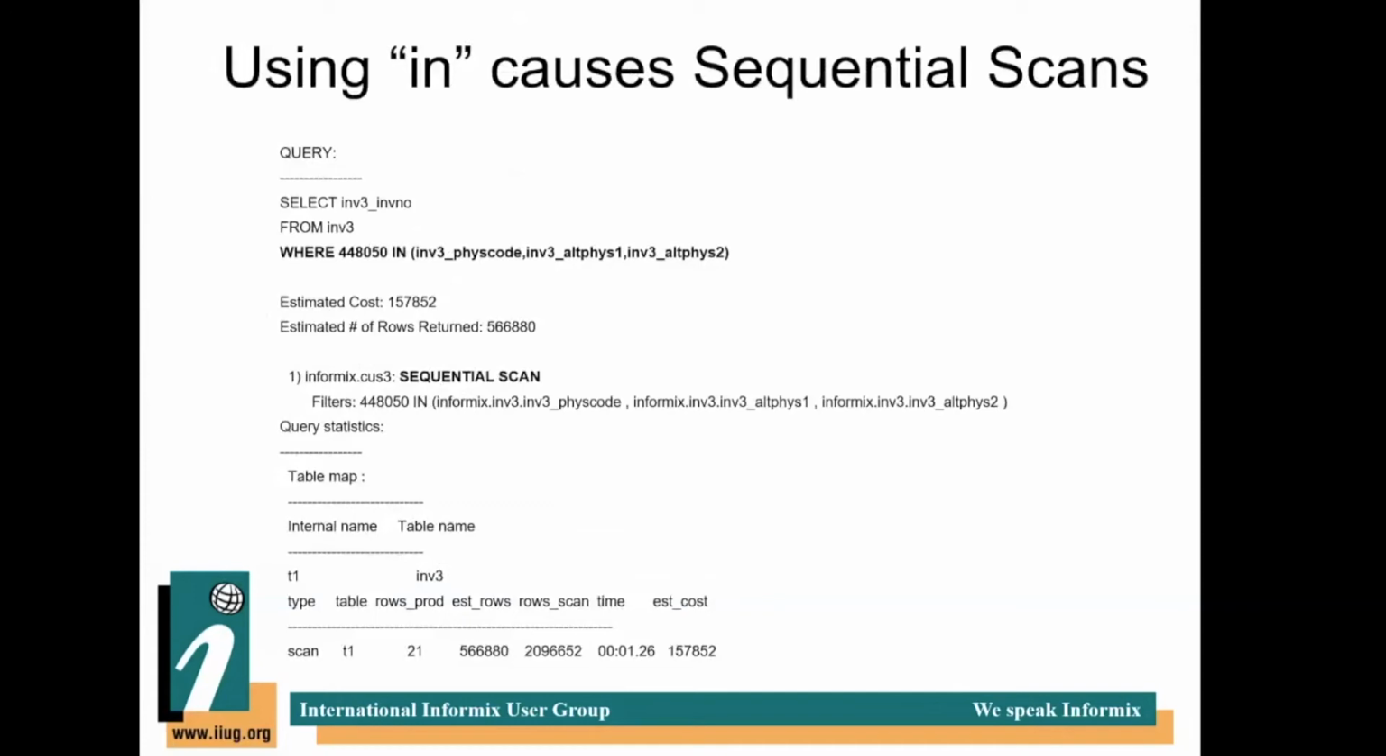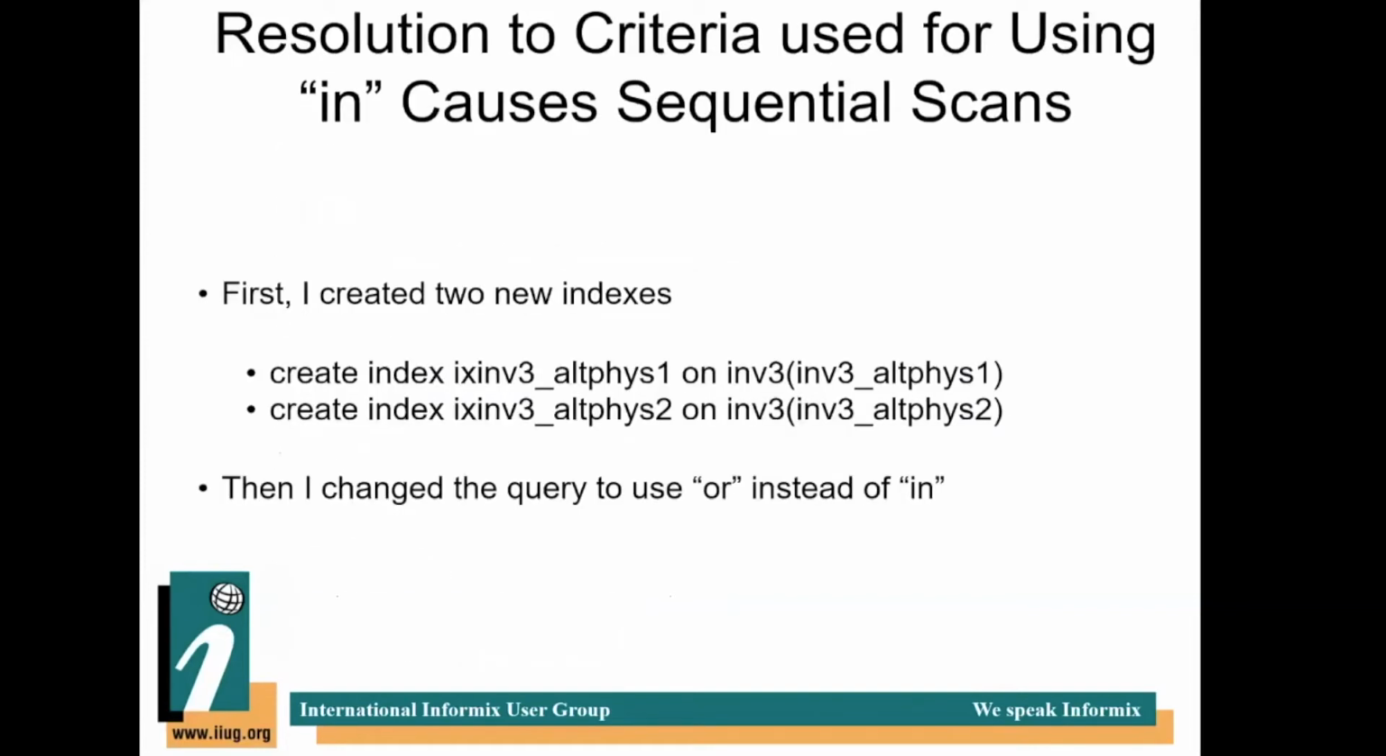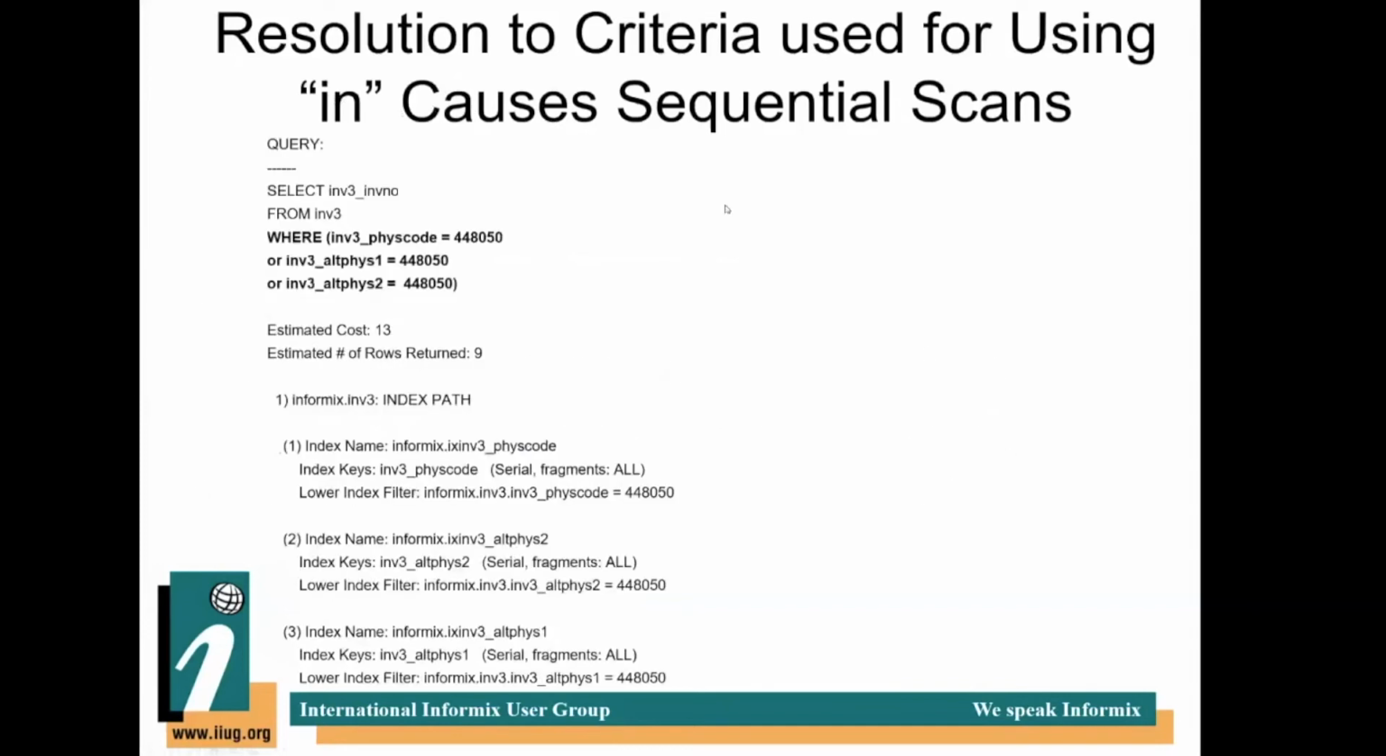Using an IN clause for sequential scans. In another case here, they're selecting a value and checking if it was in any of these three columns, and it was causing a sequential scan to happen. So the resolution was, I first created new indexes on 2 of the columns that didn't have indexes in the query. I then changed the query to use an OR instead of an IN. So here's where I changed the where and did an OR clause, and now each of these columns has its own index, and now we're doing index scans on that select statement.